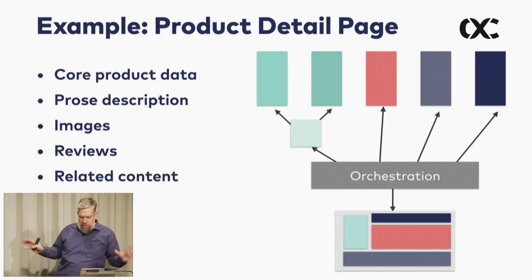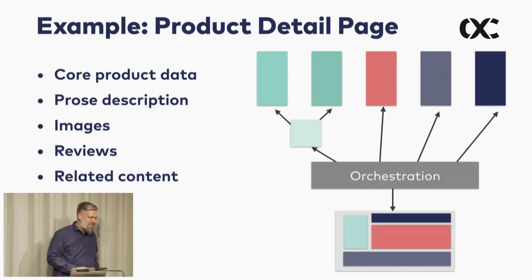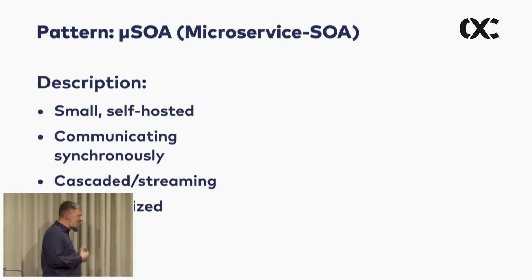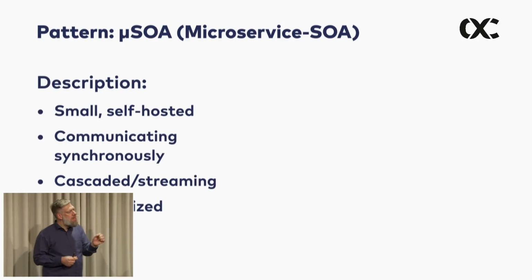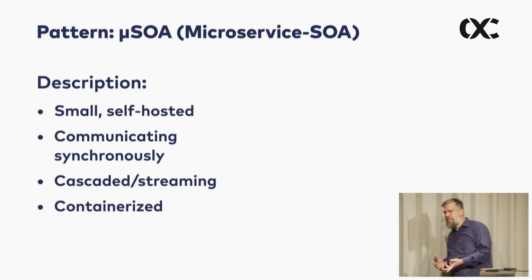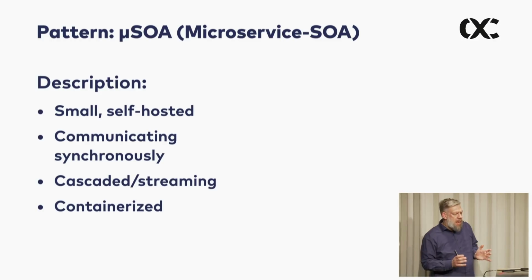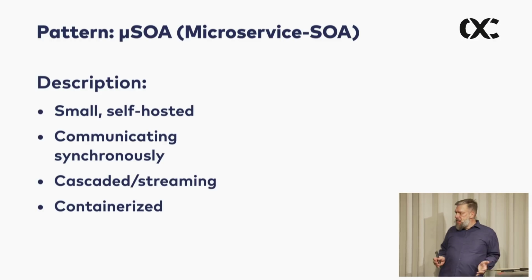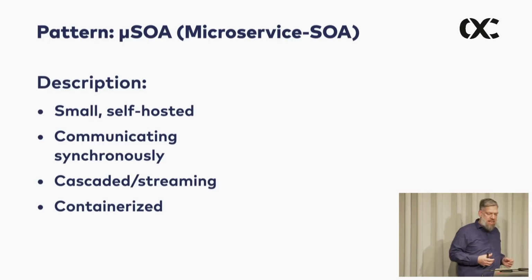I'm happy to be proven wrong here, and I'd love to discuss with you about this. The idea here is those things are small and self-hosted. They're not micro. They're maybe not a few dozen lines of code. They're more like a few hundred or a few thousand lines of code. They're still small. They typically are containerized, because everything is containerized these days.